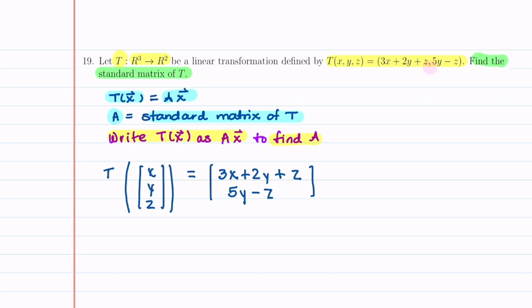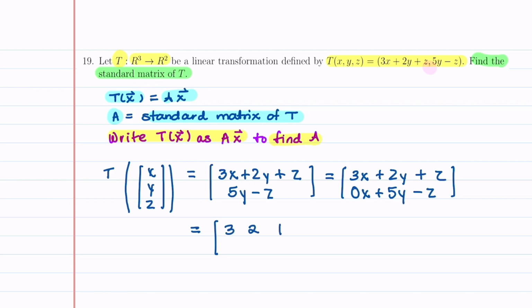Before we go ahead and break this down into a matrix times a vector, let's go ahead and rewrite this as 3x plus 2y plus z. And then because we have no x's in our second component, I'm going to write this as 0x plus 5y minus z. And then now we can exactly see what our matrix A is. It's going to be 3, 2, 1, 0, 5, minus 1. And this is going to multiply our vector x, y, z.